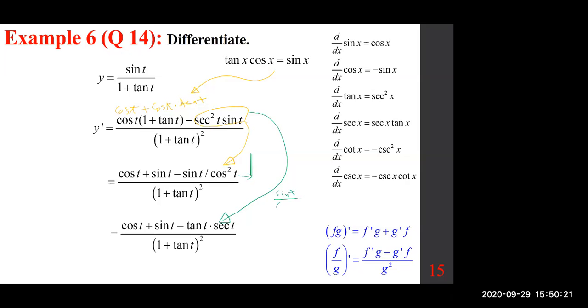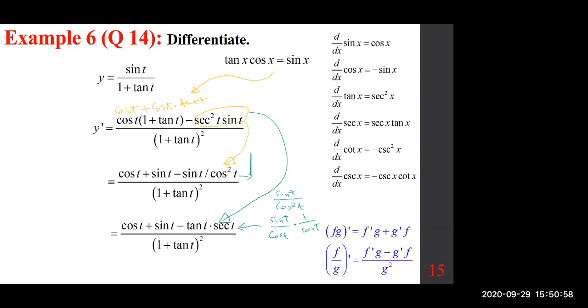Sine t over cosine squared. I'm looking at this part, sine t over cosine squared, okay? And we can write this as sine t over cosine t times 1 over cosine t. And that is what you see here. Does it matter? Since it really doesn't help and it doesn't simplify anything, you don't have to do that, and that's fine.